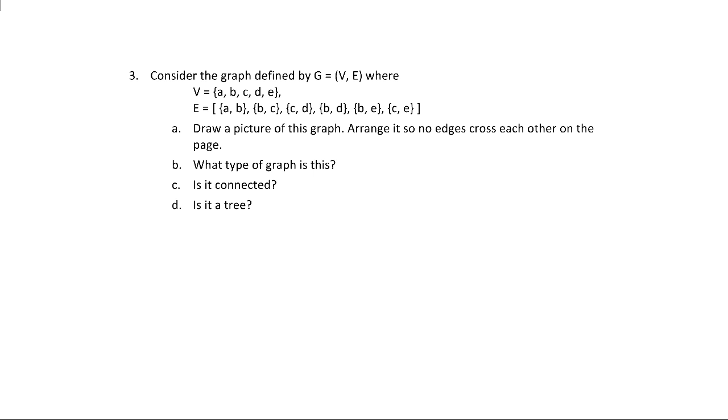If I would have had single parentheses around these edges, then they would have been directed, because that would be an ordered pair. But these are just subsets. Okay, this is straightforward, I think. Let's draw the picture. A, B, C, D, E. Let's suppose we lay it out like this and see what happens when I connect these guys.